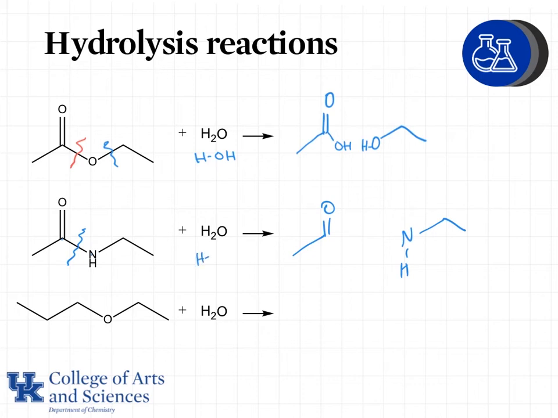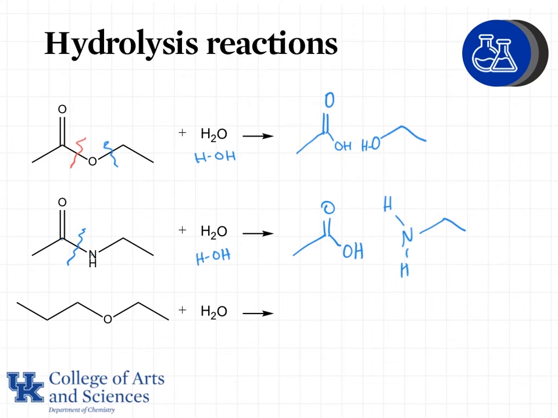Again, we're going to add our water as H and OH. And we're going to add the hydrogen to the nitrogen, because just like we didn't get the OOH, we also don't get an NOH bond. So we add a hydrogen there, and then we add our OH to the fragment on the left.